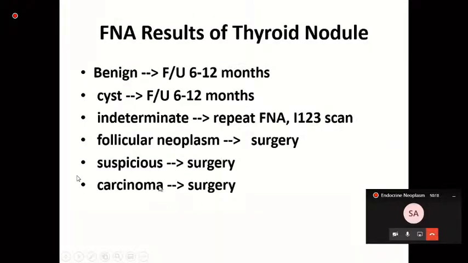We said if the result of the thyroid nodule is benign, follow up 6 to 12 months. If cyst, also follow up. Indeterminate, we have to repeat FNAC. When we say follicular neoplasm, in this case, surgery. Suspicious, maybe suspicious carcinoma, also in this case we have to remove the thyroid. If carcinoma, also we have to remove the thyroid. Why do we say follicular neoplasm? Why didn't we say follicular carcinoma or adenoma?